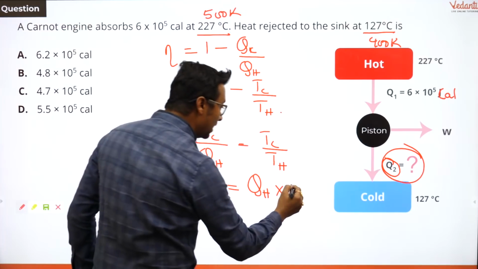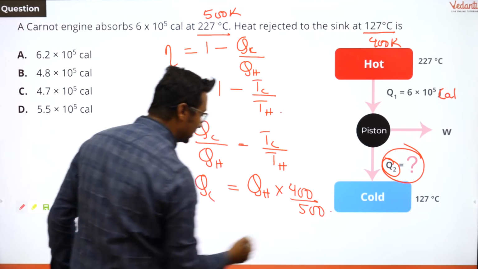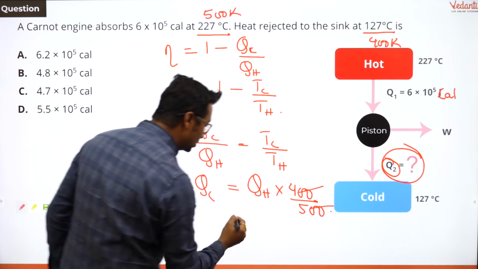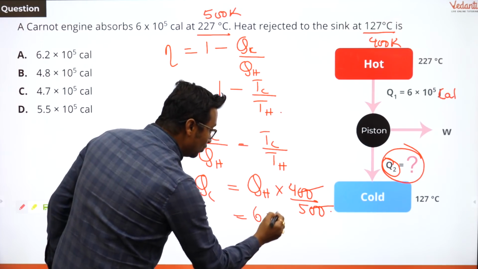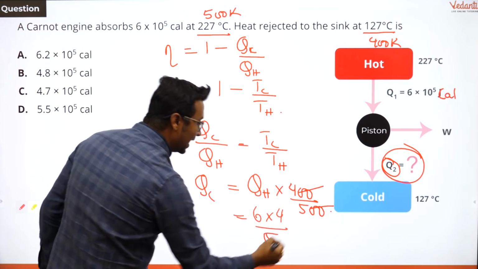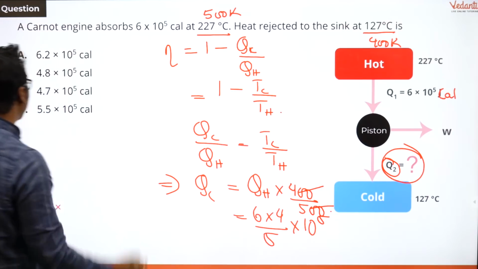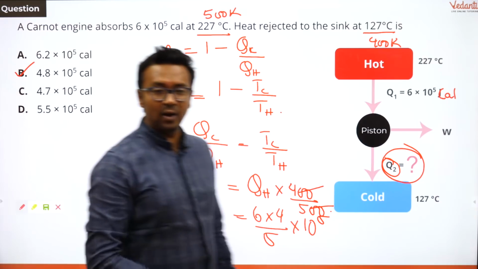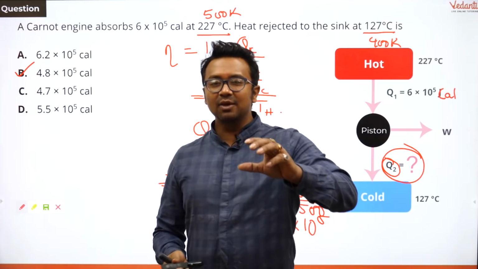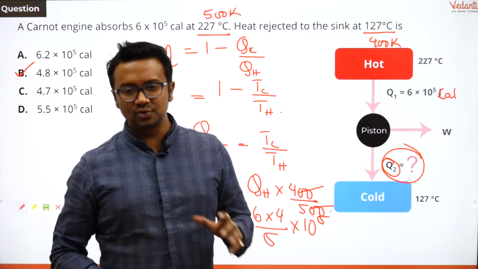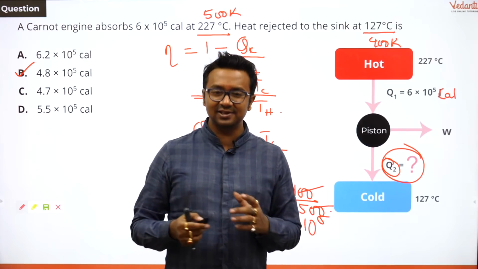So this will be equal to nothing but 400 divided by 500, my dear students. This goes out. We are going to be left with how much? 6 into 4 divided by 5 into 10 to the power 5. So this is going to be 24 divided by 5, which will be equal to 4.8 into 10 to the power 5 calories. Simple equation में based किया हुआ question, my dear students. I hope everybody got it. Let's move ahead to the next question.